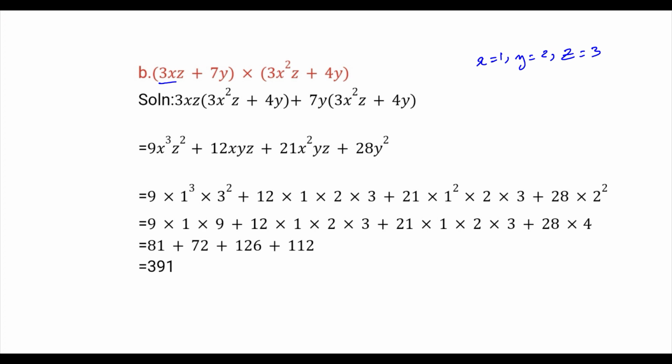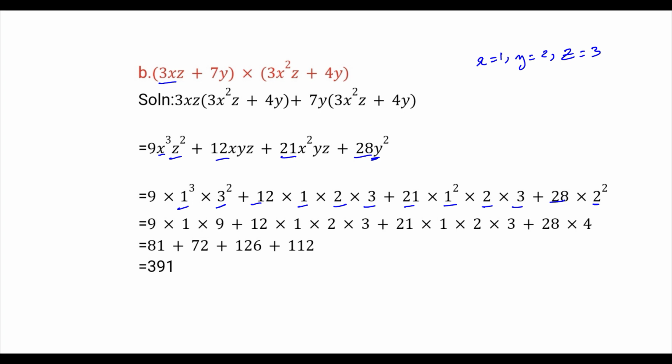Once we're done with that, let's put the values again. So x is 1, right? And then z is 3. So 3 square, 12 is here, then x is 1, y is 2, z is 3. Next 21, so 21, x is 1, y is 2, z is 3. Last 28, and then y square, right? So y is 2, or 2 square here.